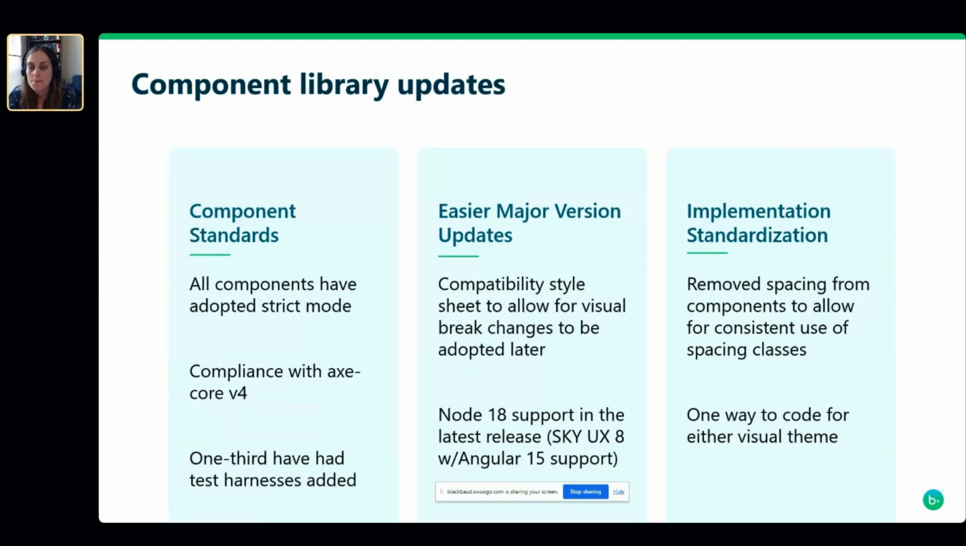And then implementation standards, we've been removing component spacing. We had kind of piecemealed component spacing underneath components, which made it confusing when applying spacing classes to our components. And then there were some times that you'd have to code a component one way for a visual theme. I mentioned in our last session how there are now 2 visual themes, and having to code one way versus another way for visual themes is not how we want to support components moving forward. So we've continued to resolve some of those.